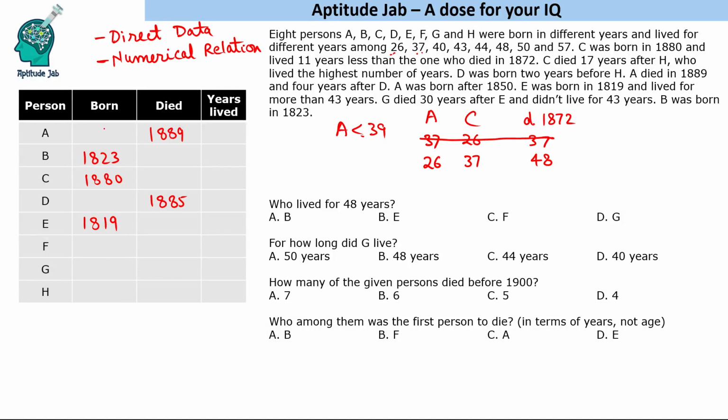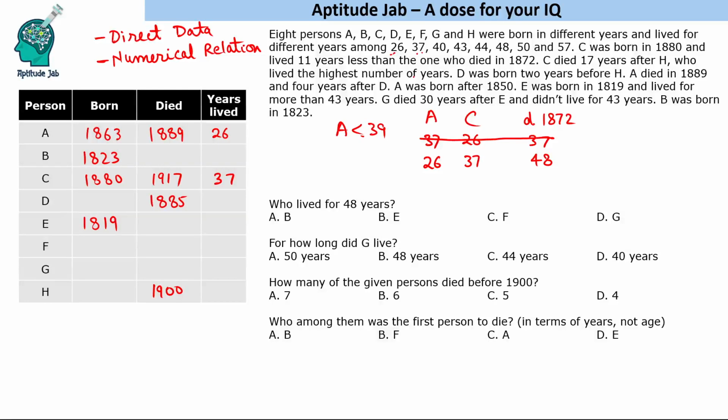So A lived 26 years, so A was born in 1863 and lived for 26 years. C lived for 37 years, so C died in 1917. Now one more piece of information is given: C died 17 years after H. So H must have died in 1900.